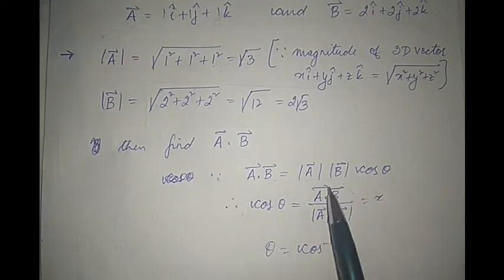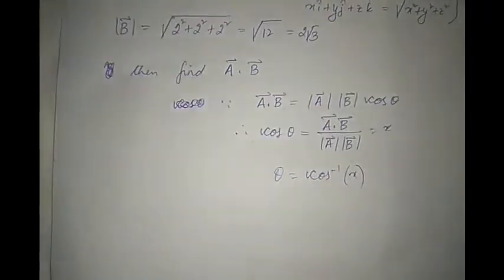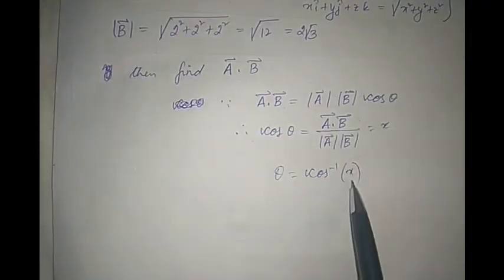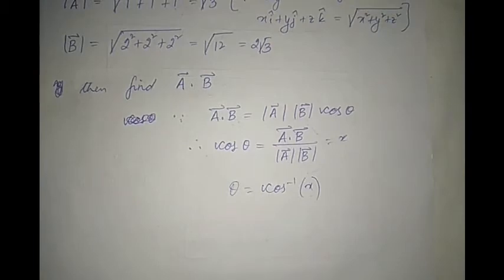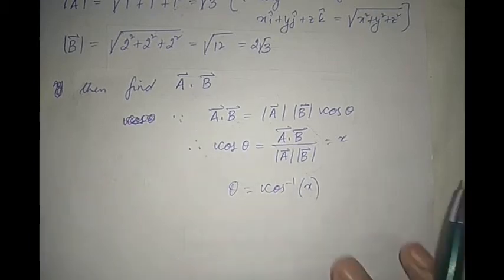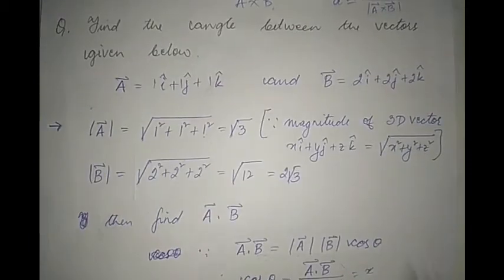So this right hand side will be some number. Therefore, theta will be cos inverse of that number. You can use your scientific calculators to calculate this angle theta, that is, to calculate cos inverse of x, which will give us the angle between the two vectors A and B.